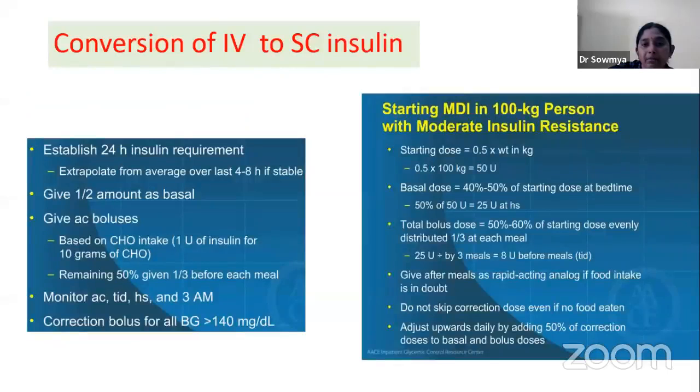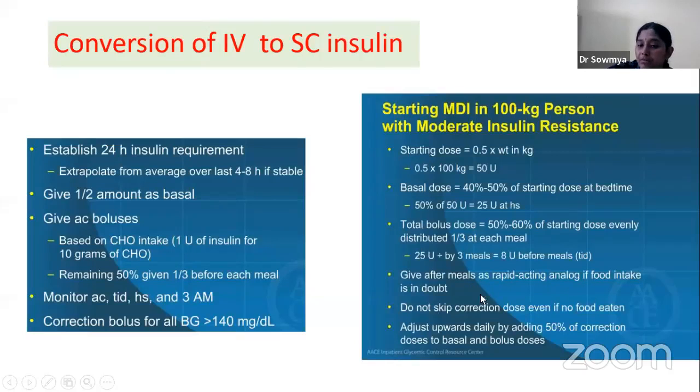So coming to the example here, in a 100 kg person with moderate insulin resistance, we have started a dose of around 0.5 times weight, that is 50 units. So the basal dose is around 40 to 50%, usually 50%, that is 25 units we are giving at night. The remaining dose, that is 25 units divided by 3, comes to approximately 8 units. So before each meal, we are giving 8 units, and given after meals as a rapid acting analog if food intake is in doubt.